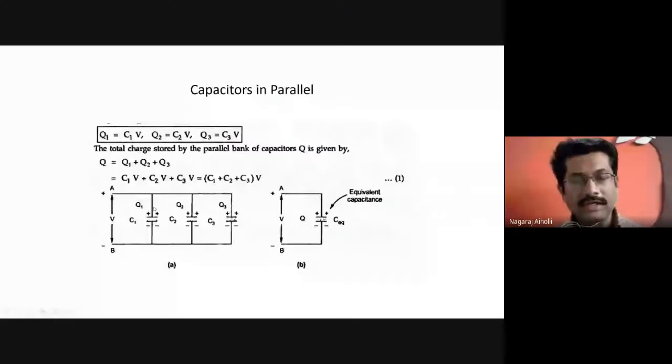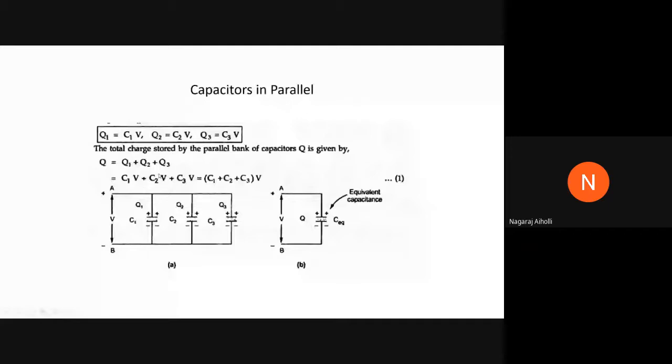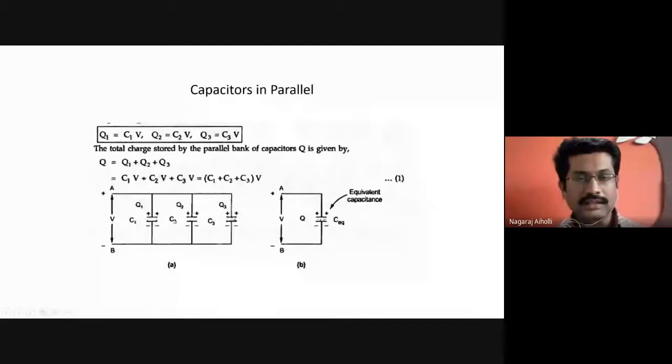In series, what happens? Total charge will be distributed equally among the three capacitors when they are in series. But here the total charge will be the sum of the charges deposited on individual capacitors. This total charge Q is equal to Q1 plus Q2 plus Q3. Then what is Q1? C is equal to Q by V, or Q is equal to C into V. So Q1 will be C1 V, Q2 will be C2 V.